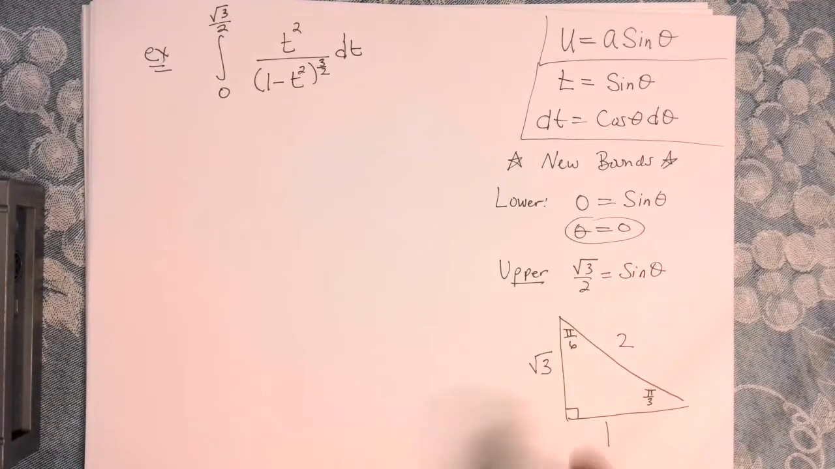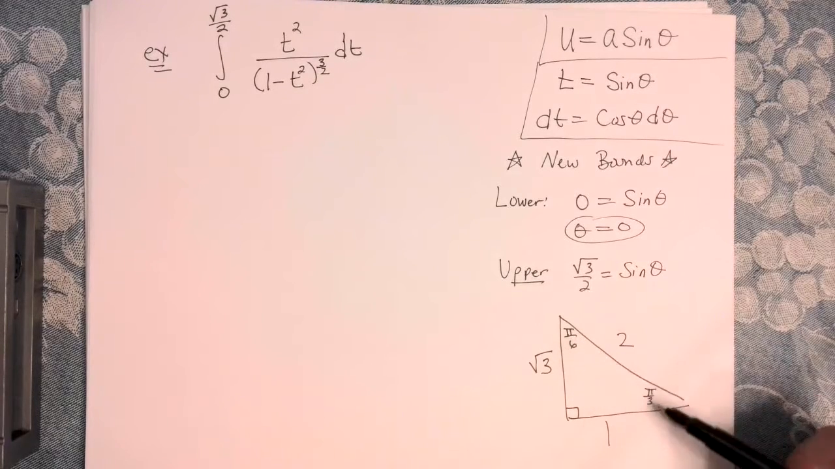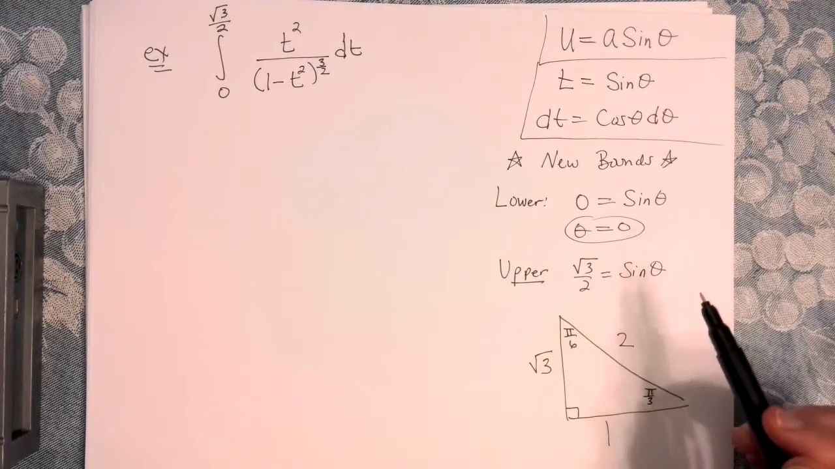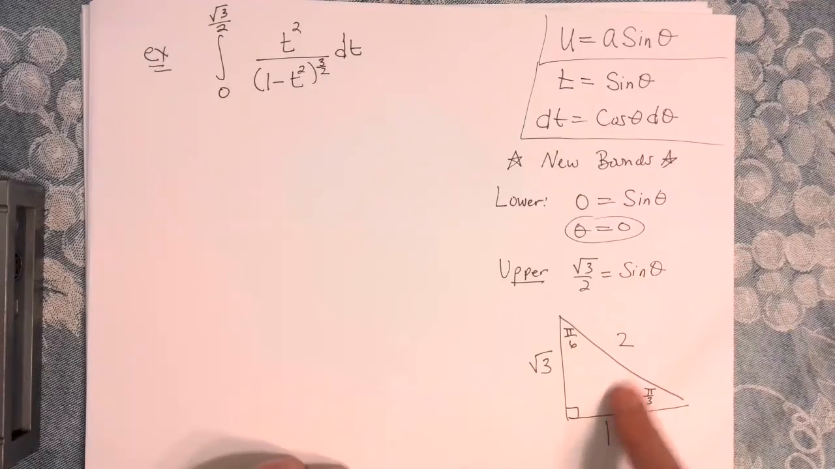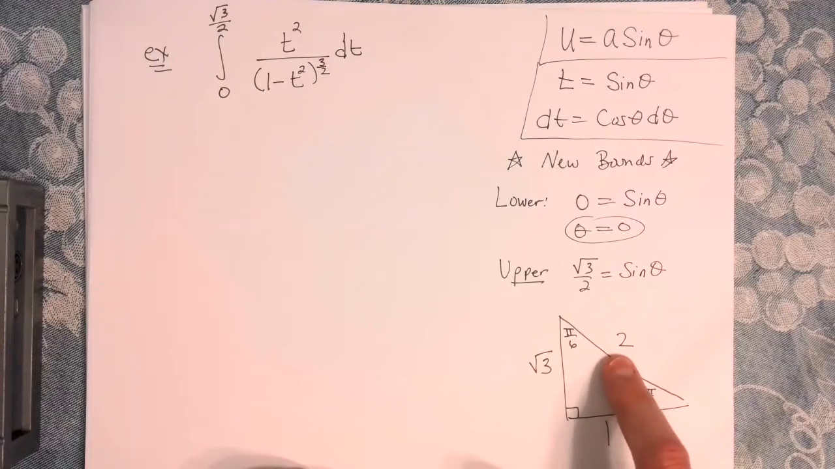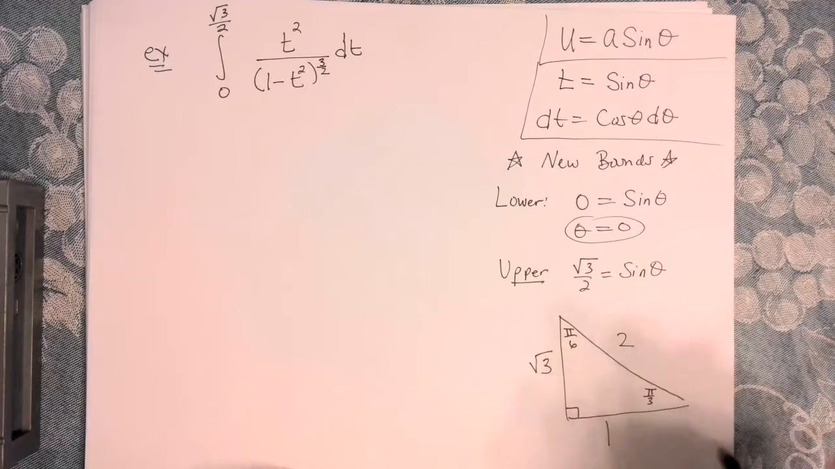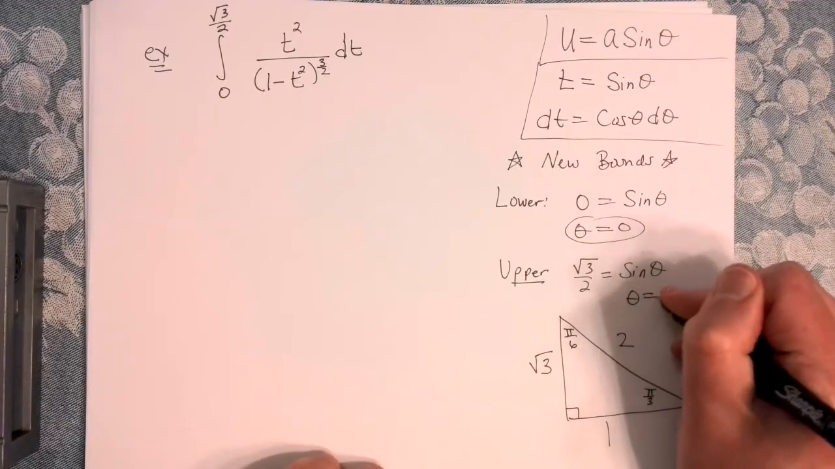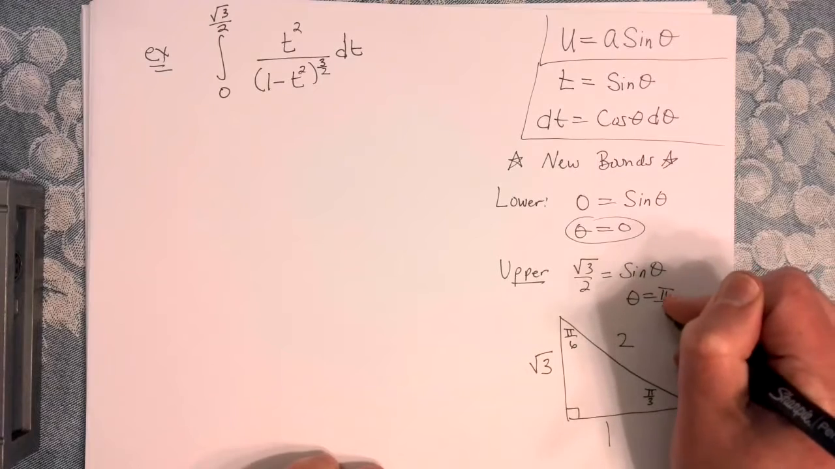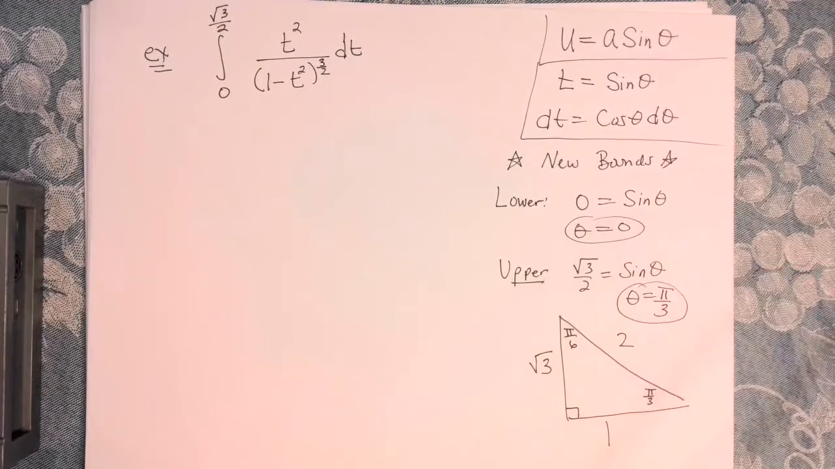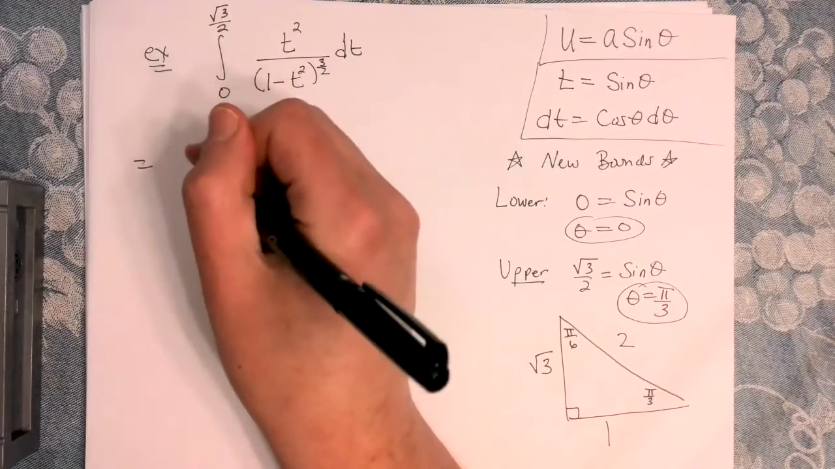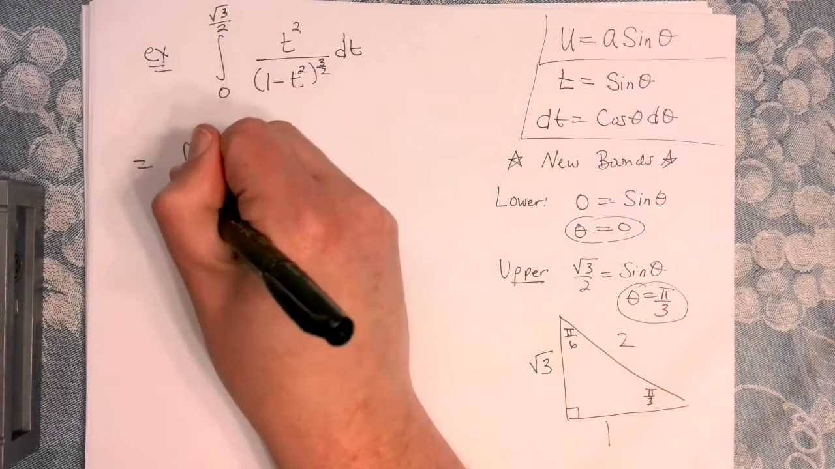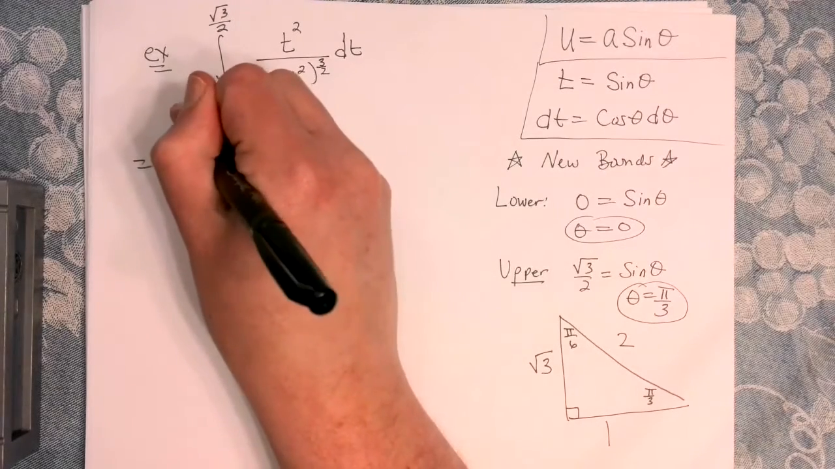Okay, excellent. So for which of these angles, when I take the sine, do I get radical 3 over 2? Well, clearly this one. Sine of pi over 3 is equal to opposite over hypotenuse, so that's radical 3 over 2. That means that theta is pi over 3. Okay, so let's go for it. So we're going from 0 to pi over 3.